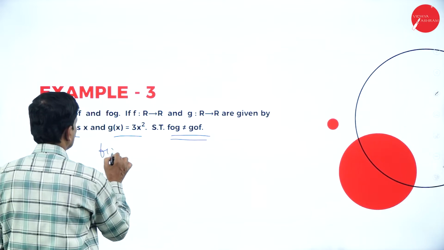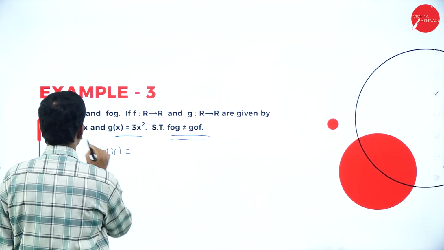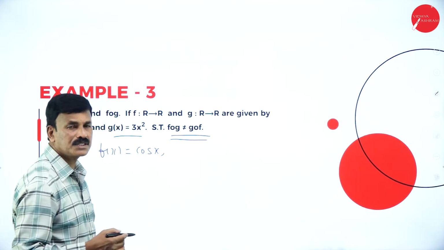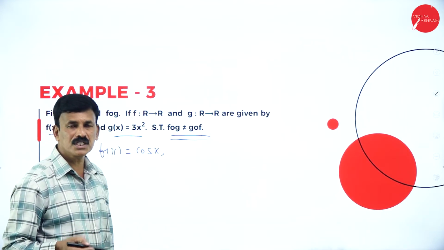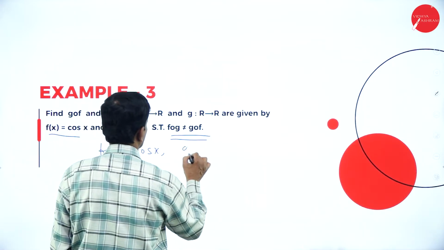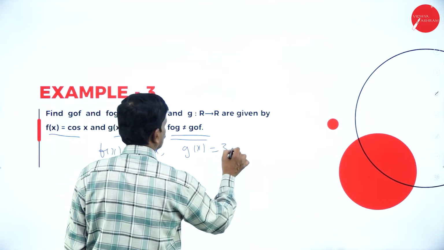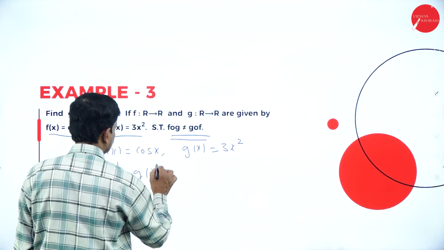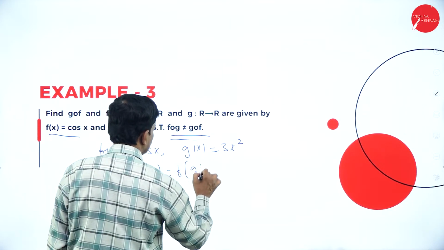What is given? f of x is equal to a trigonometric function, cos x. You know, sin, cos, tan, cot, secant, cosecant are all trigonometric functions. So f of x is equal to cos x and g of x is equal to 3x square. Let me take the first one, f naught g of x, so f of g of x.